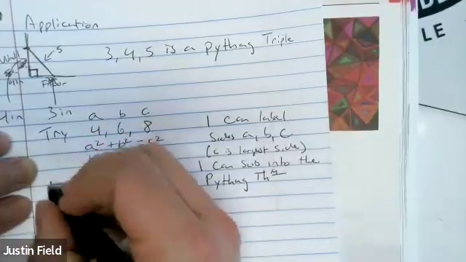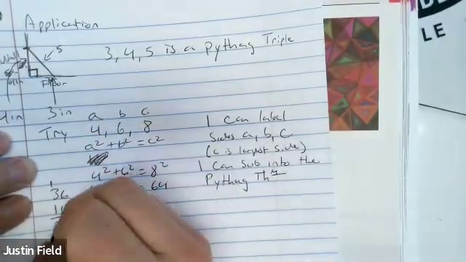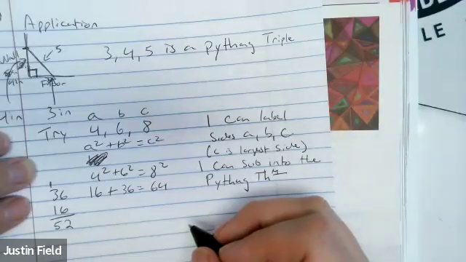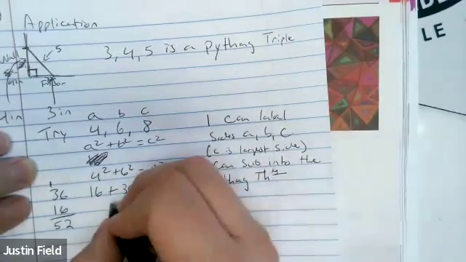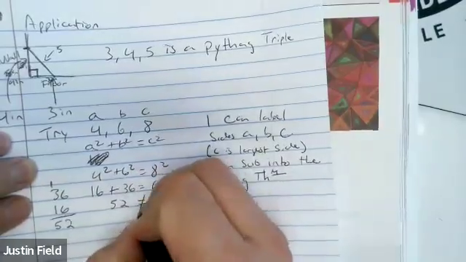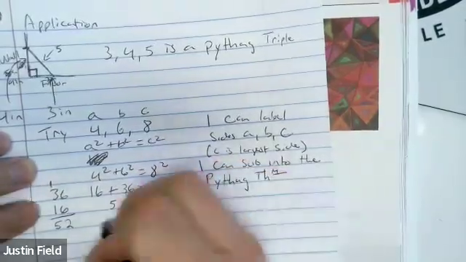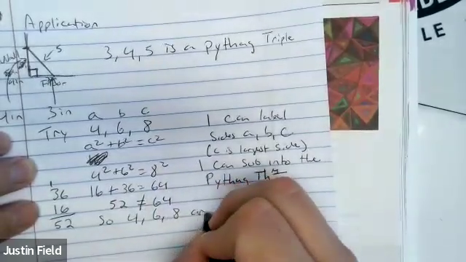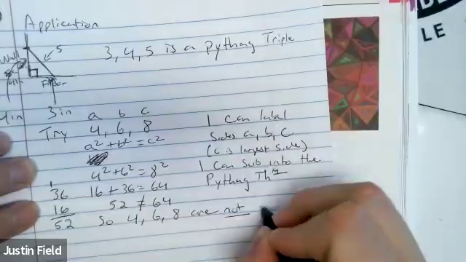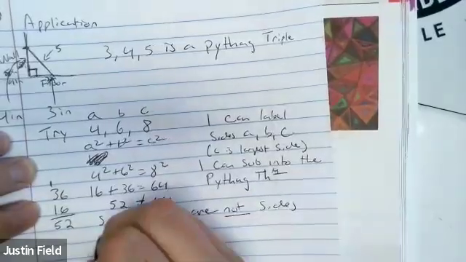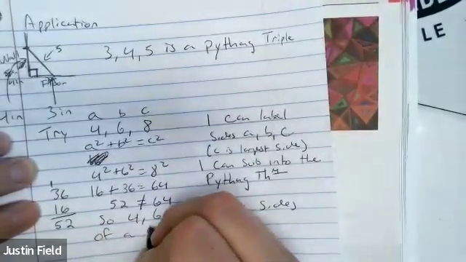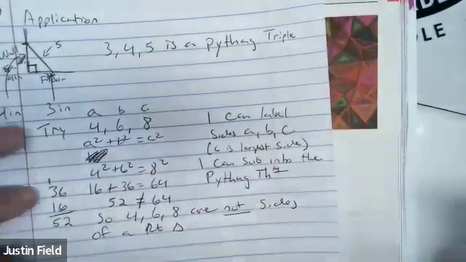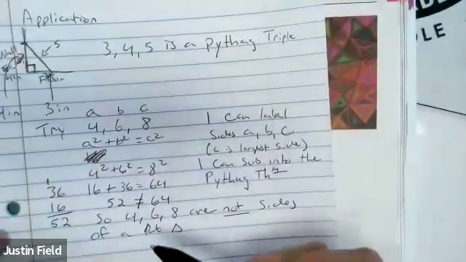And we have the 1, so that's 4, that's 5, that's 52. So 4, 6, and 8 is not a right triangle. 52 is not equal to 64. So 4, 6, and 8 are not sides of a right triangle. What kind of a triangle would they be?